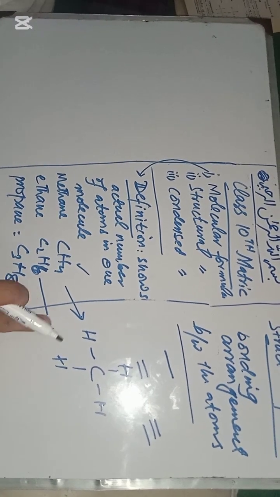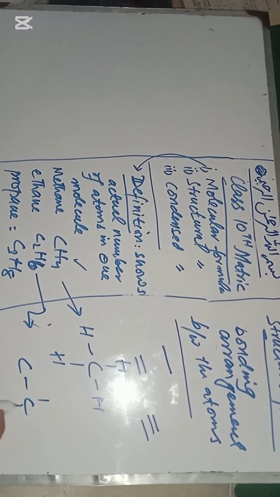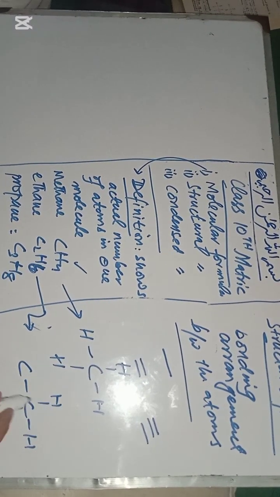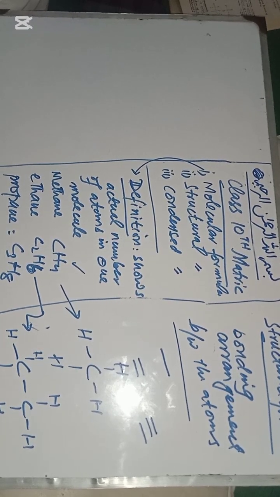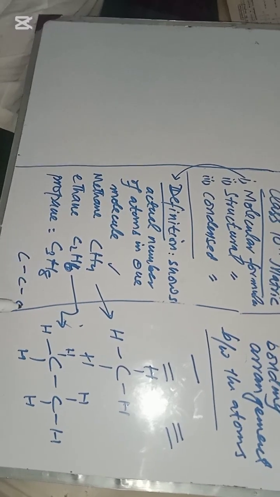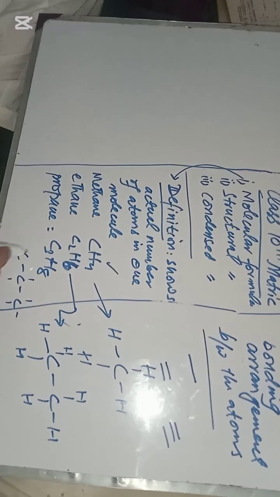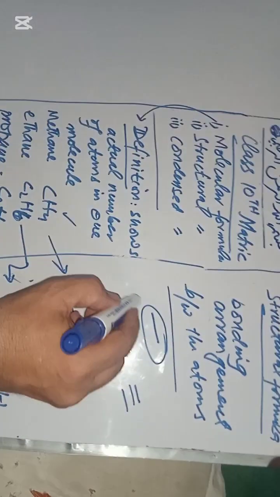Now the structure formula of ethane: the two carbons are covalently bonded, and each carbon is bonded with three hydrogen. Clear? So this is the structure formula of ethane. Similarly, if you want to draw the structure formula of propane, it could be like this. Each single line represents a single covalent bond.